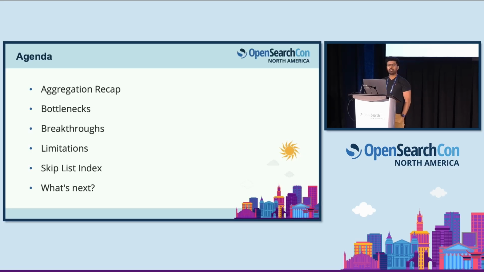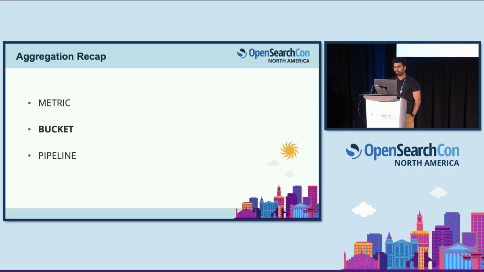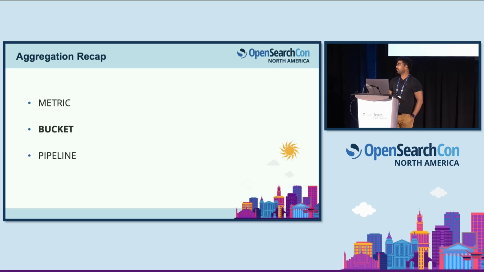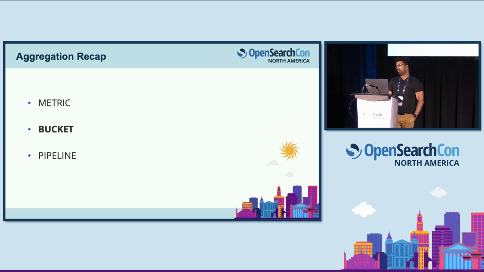We have a fairly packed agenda for today. Let us start with a quick recap of aggregations in OpenSearch. Aggregations are a very good way of understanding the data at a high level, without getting into the low-level details, using visualizations. At a high level, OpenSearch supports three main types of aggregations.